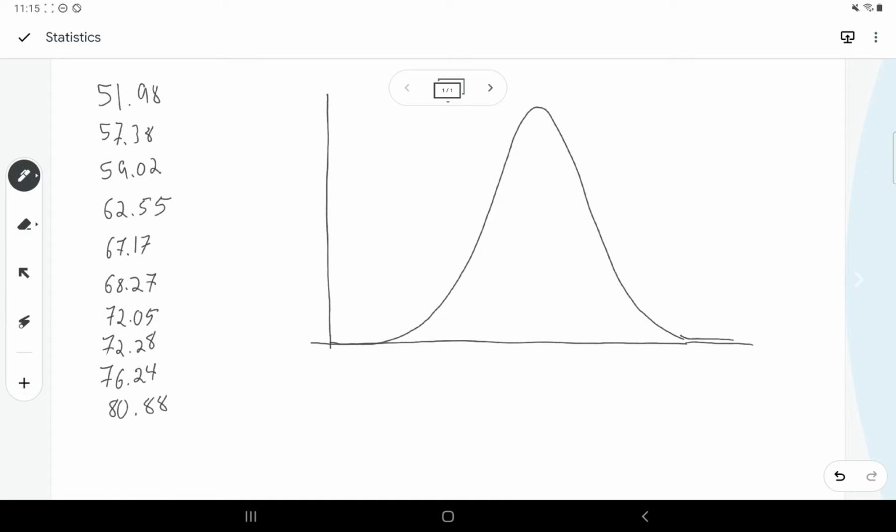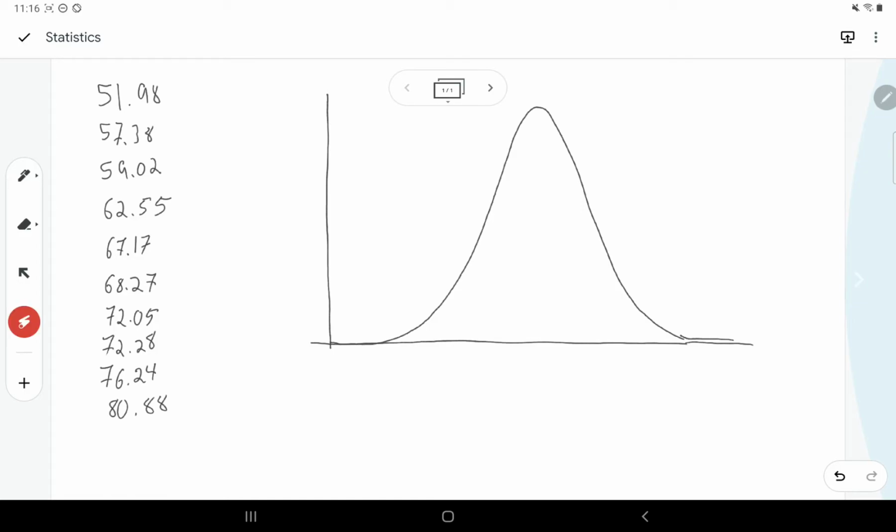So let's talk about normal distribution. When we graph a data set of some sort, it will look kind of like this bell curve here. For it to be normally distributed, it needs to have a few special qualities. So we're going to go through that today.